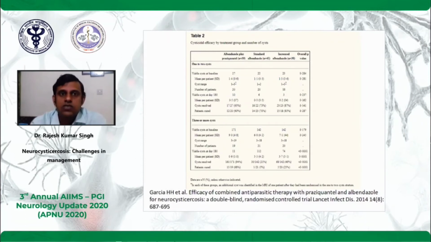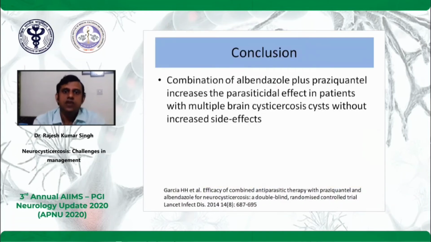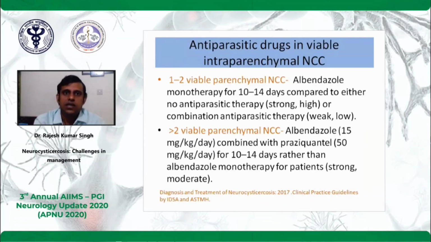And for 1 to 2 cysts, we should use a single antihelminthic treatment, albendazole can be used. But in this trial, they have not incorporated more than 20 cysts. So they have excluded patients who are having more than 20 cysts. So the combination of albendazole and praziquantel increases the parasiticidal effect in patients with multiple brain NCC without increasing the side effects. So the IDSA guidelines for 1 to 2 viable NCC, we can give albendazole for 10 to 14 days. For more than 2 NCC, the combination therapy should be preferred and should be given for 10 to 14 days rather than a single drug.